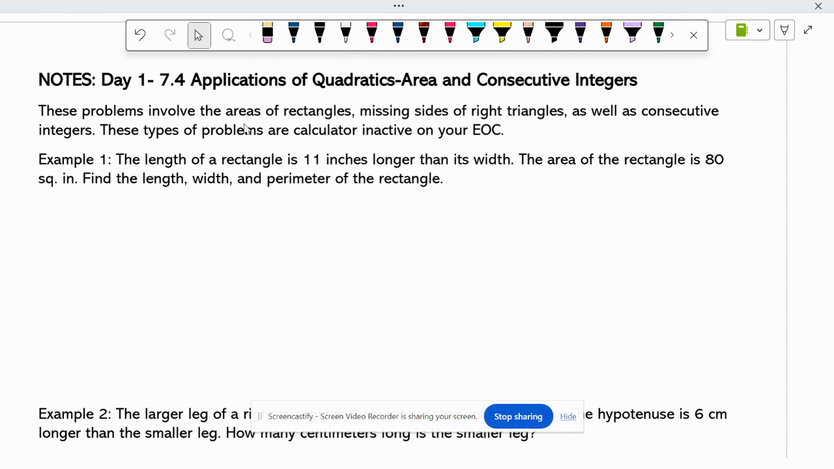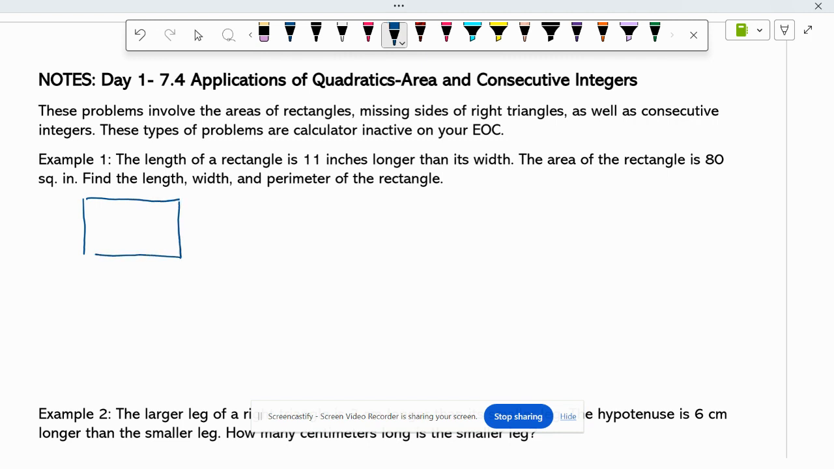All right. So the length of a rectangle is 11 inches longer than its width. What should we do first? Anytime we have a question about a shape, what should we do? Yes, I think we should sketch the shape. So I want everyone to draw a rectangle. And I'm going to label my sides. One of them is going to get W for the width. The other one is going to get a cursive L for the length.